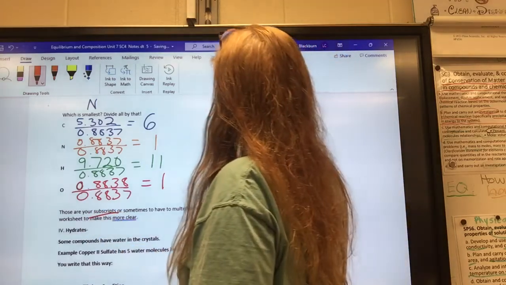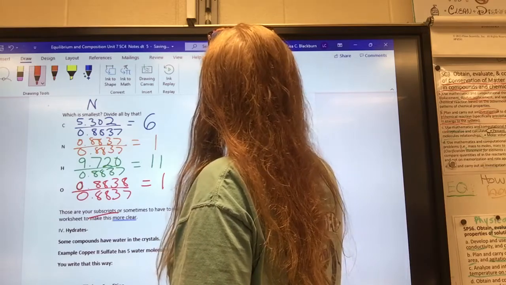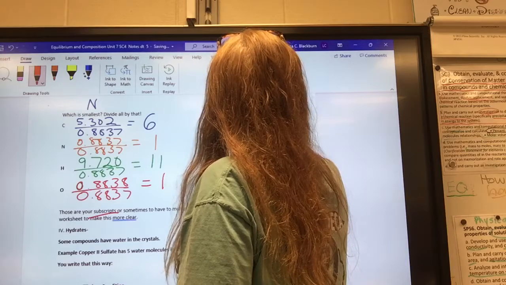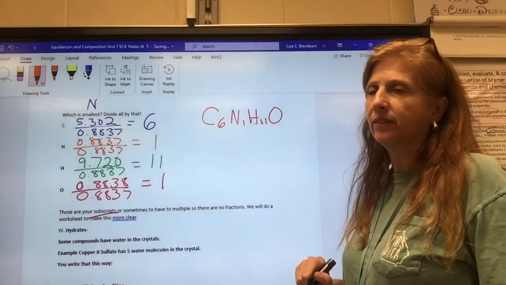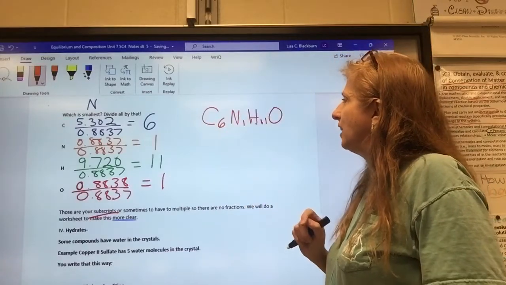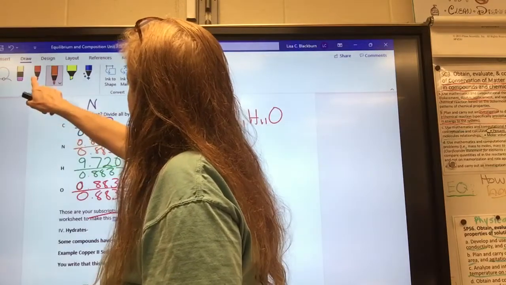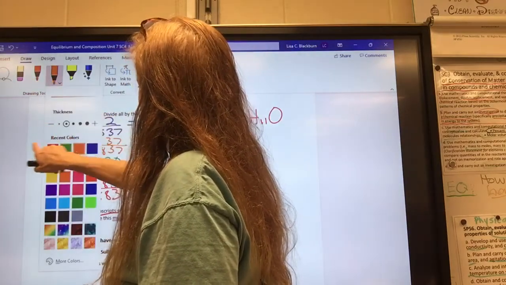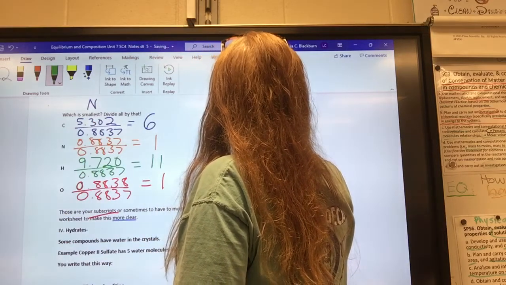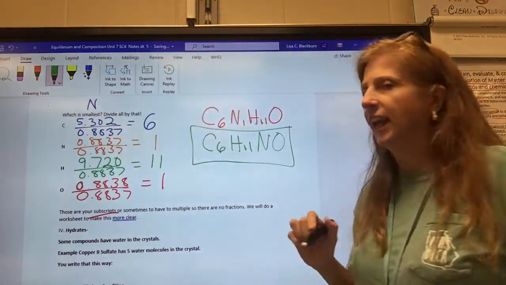Okay, so our formula is C6 N1 H11 O. You don't usually write ones, but by tradition, carbons and hydrogens go together. So the way it's more usually seen, we'll make it green, is C6 H11 NO. And you put a box, and that's the answer to our problem.